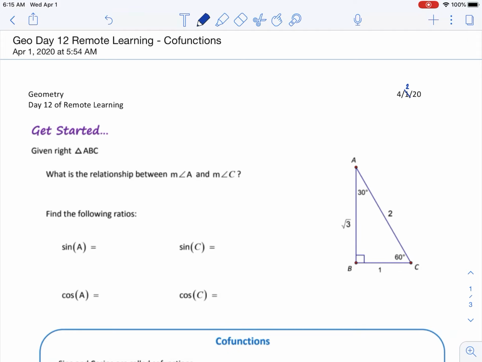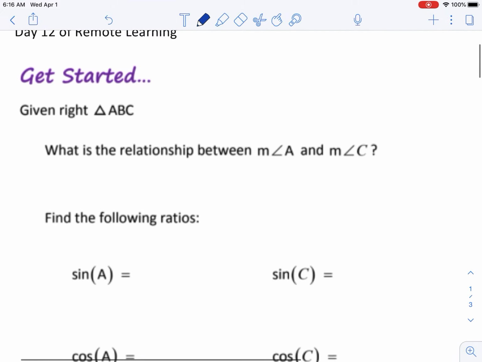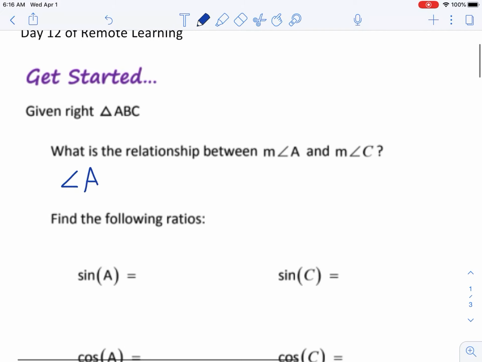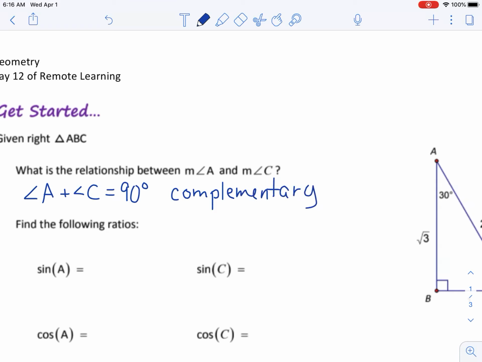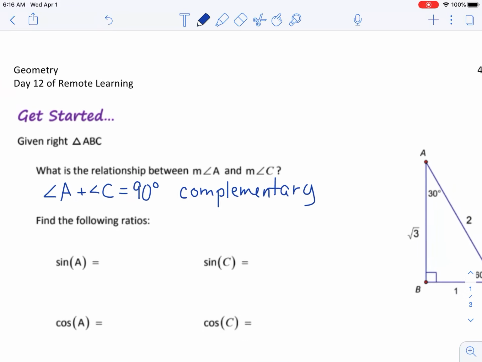And it's easy. All I wanted you to notice is that angle A plus angle C equals 90 degrees. And what do we call two angles when they add up to 90 degrees? We call them complementary. So they are complementary angles, angle A and C. So they add up to 90 degrees.